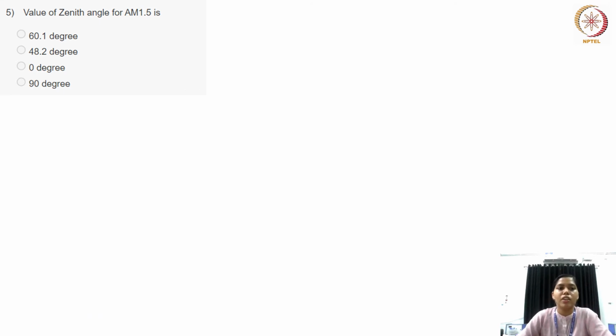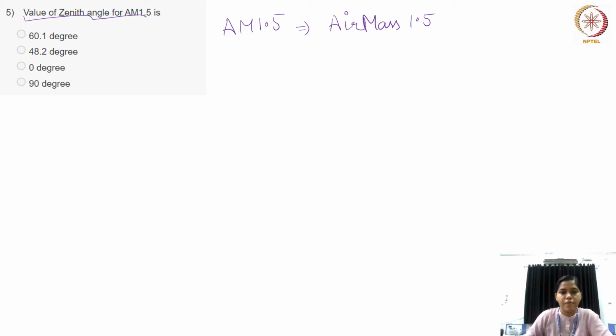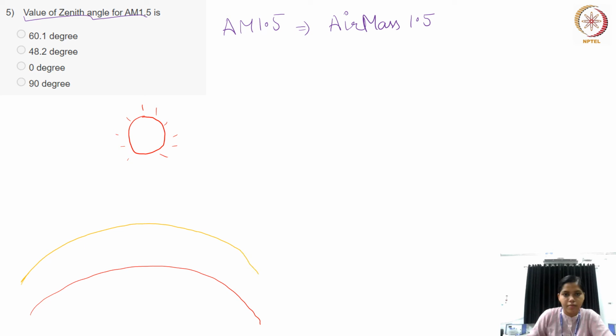So the question is, the value of the zenith angle for the AM 1.5 is. So first of all, what is this AM 1.5? This actually stands for air mass 1.5. So suppose that this is your sun and this is the Earth's ground, and here is the Earth's atmosphere, and the radiations are coming from the sun like this.